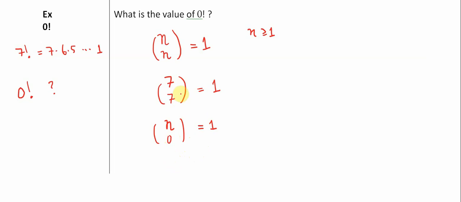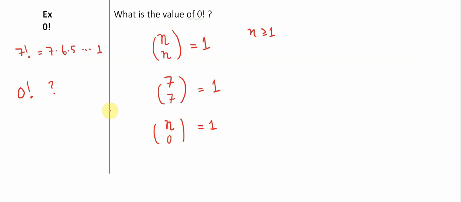And you can see the same example up here. If I choose 7 people, it's like I'm choosing 0 people. I'm eliminating 0 people. Or if I choose 0 people, then that's like I'm saying I'm eliminating all 7 people. So this means the same thing. So we're going to start with this as a basis. n choose 0 is equal to 1.